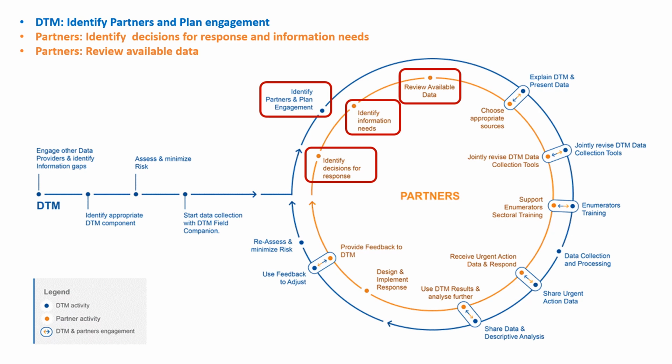While the first round of data collection is on its way, DTM works on identifying the partners in the context and plans engagement. In the meantime, partners will have had to identify the decisions they have to make for the response and the information they need in order to make such decisions. Partners also review available data and identify the remaining information needs, called information gaps, that existing data could not provide. This will have to be collected by DTM or other actors.